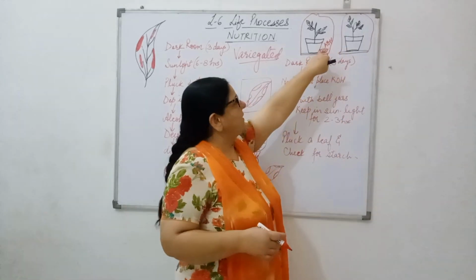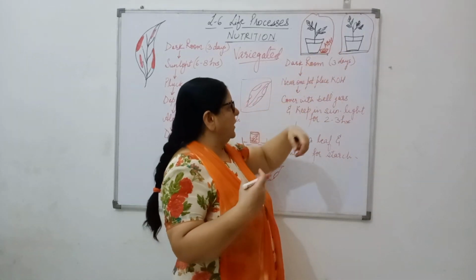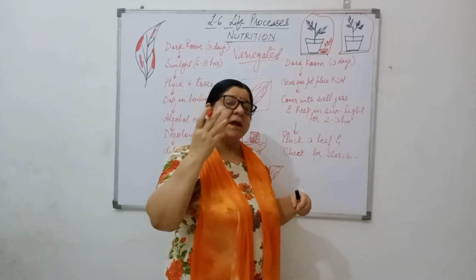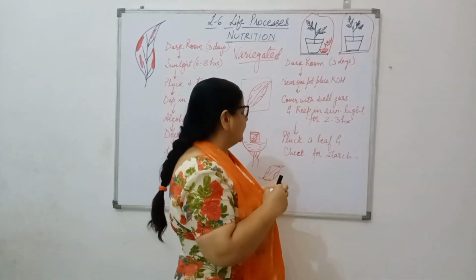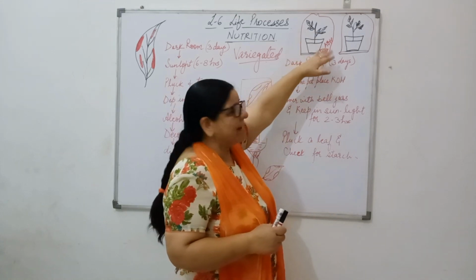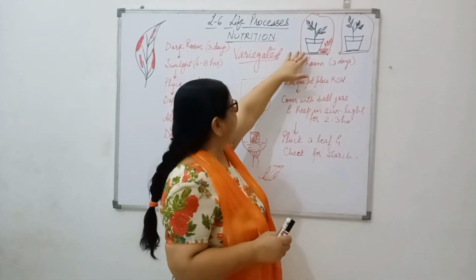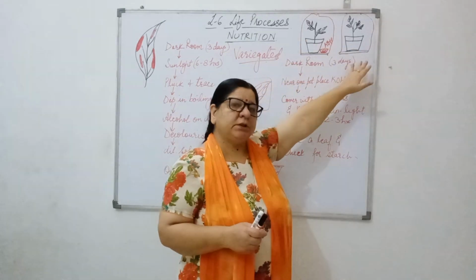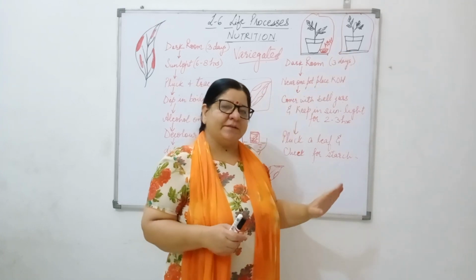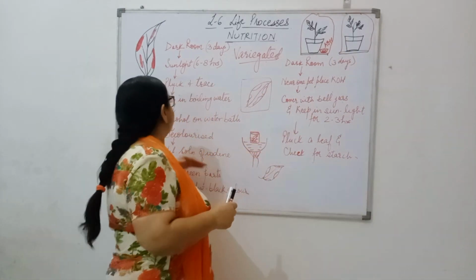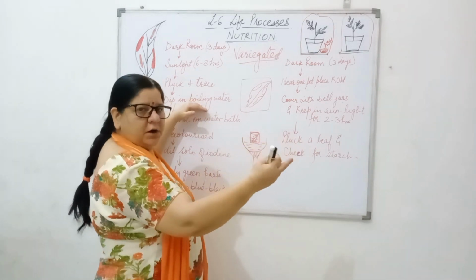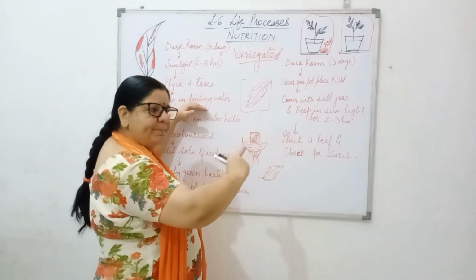Now we will put it in sunlight for a few hours, maybe 2 or 3 hours. After that, we remove this bell jar and we pluck a leaf of both the plants. Now again we will start with the same process. First we will dip these leaves into separate apparatus.